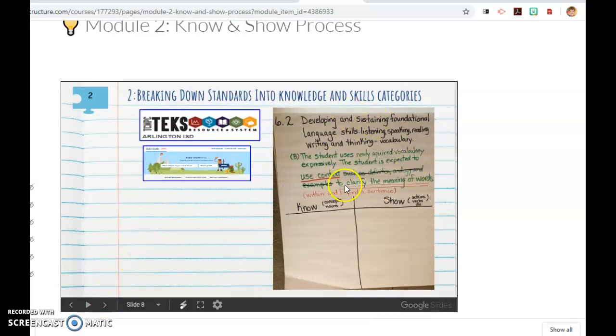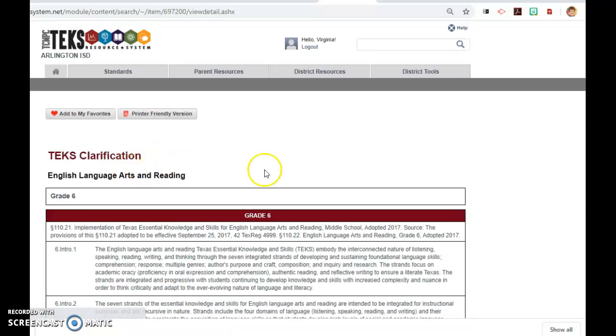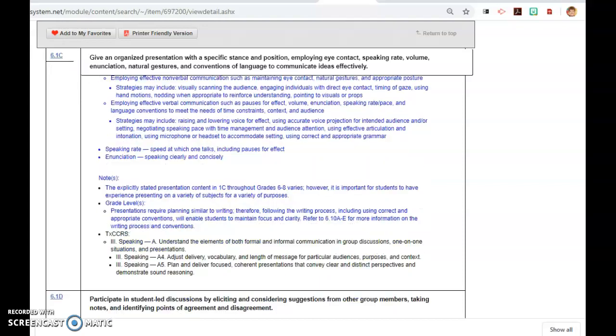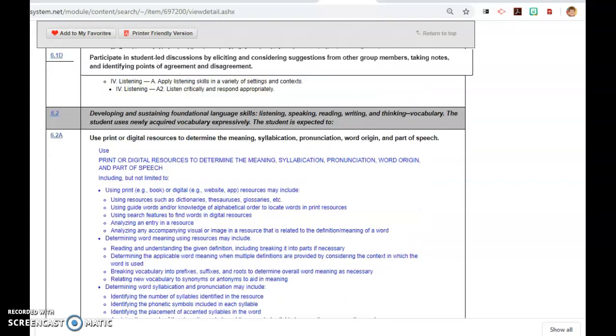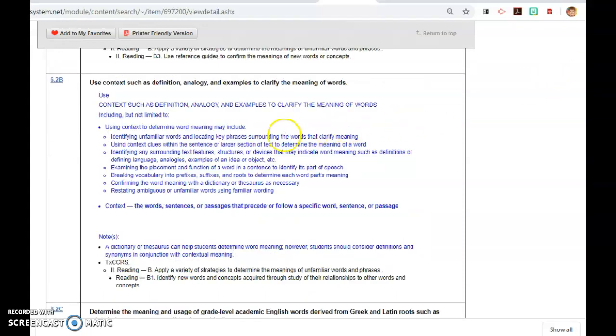As I continue in breaking down my model standard for you, I have moved on in my chart to show that I've added the know and the show. And I'm going to begin by looking at the TEKS resources. And as I look at standard 6.2b, I'm able to see a great deal of specificity.